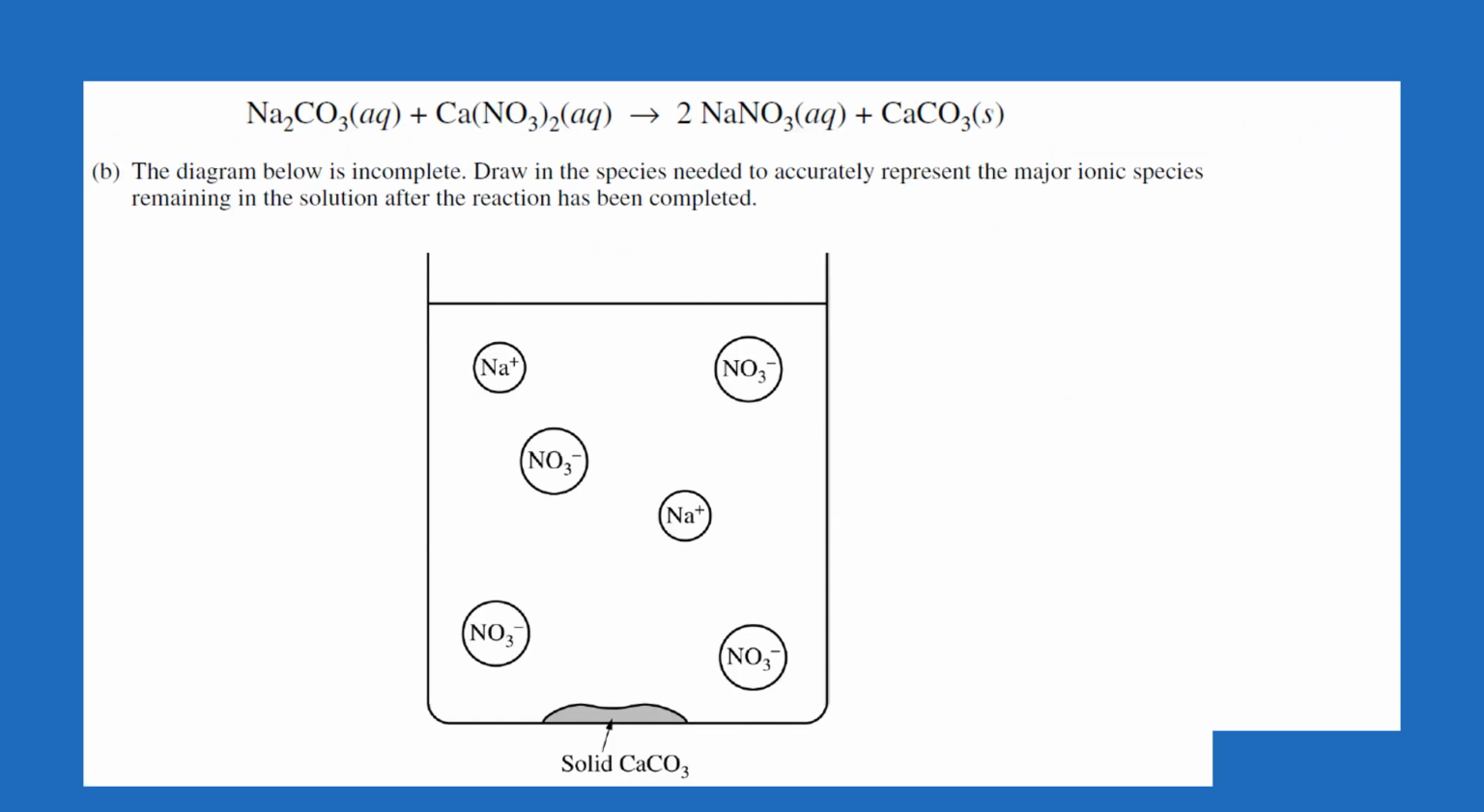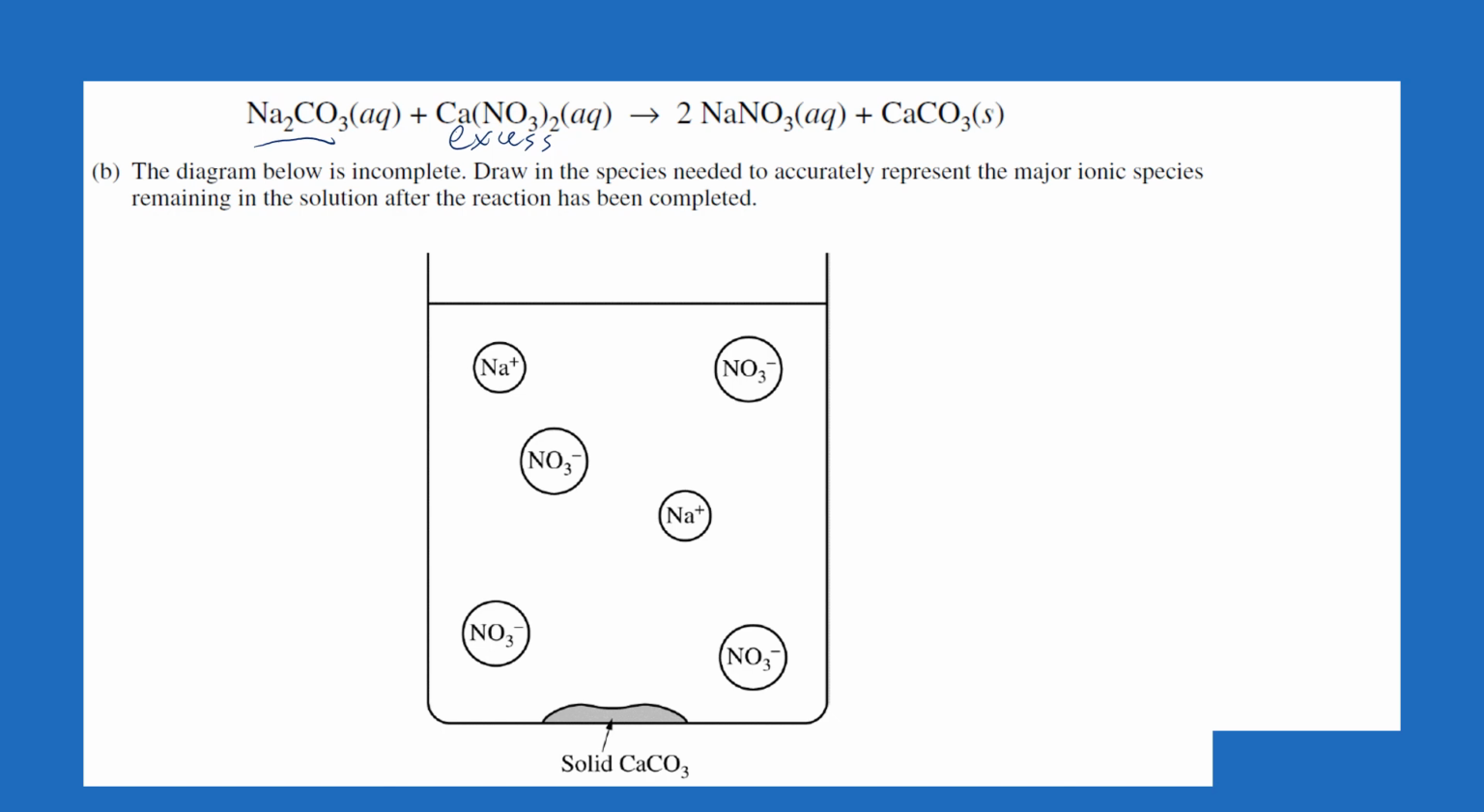All right, so the diagram below is incomplete. Draw on the species needed to accurately represent the major ionic species remaining in the solution after the reaction has been completed. In the original instructions, they told us that we have some of this reacting with excess calcium nitrate. So because of that excess, not only are you going to have nitrate ions, you will also have calcium ions.